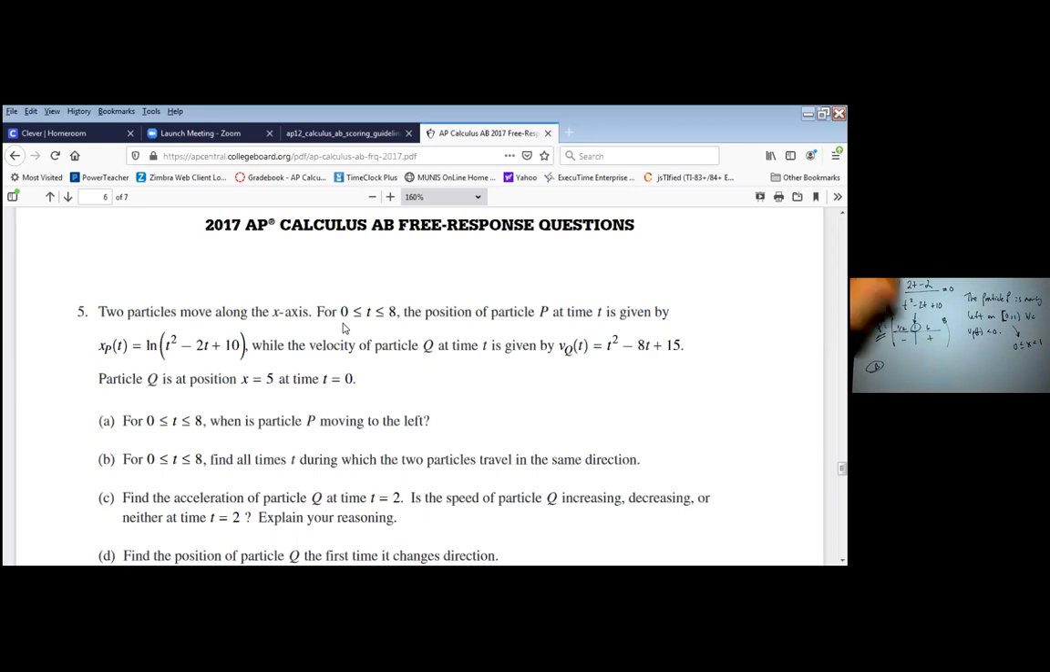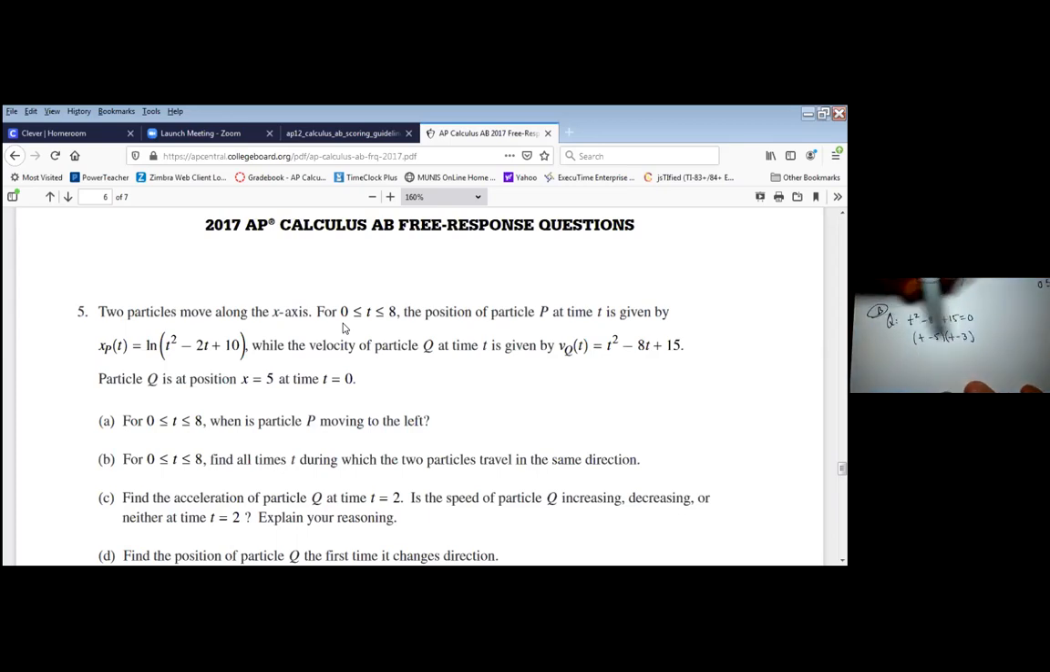So this problem from 0 to 8, I've already mapped out particle P. We just now want to do the same exact thing for particle Q and then compare the two and see where the overlaps are. And that would be the times, or time, depending what the answer is, where the two particles travel the same direction. So now we're doing all things for particle Q. So let's go find the velocity for Q. It's up there. They gave it to us. That would be t squared minus 8t plus 15 is 0. This one is factorable. That's t minus 5, t minus 3.